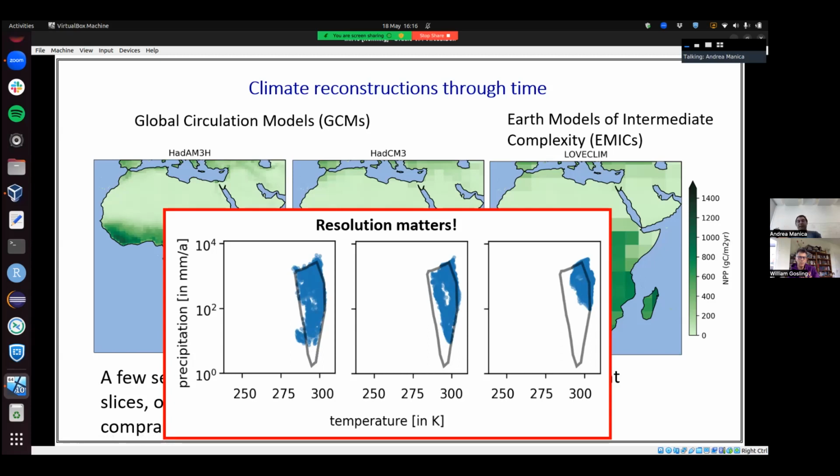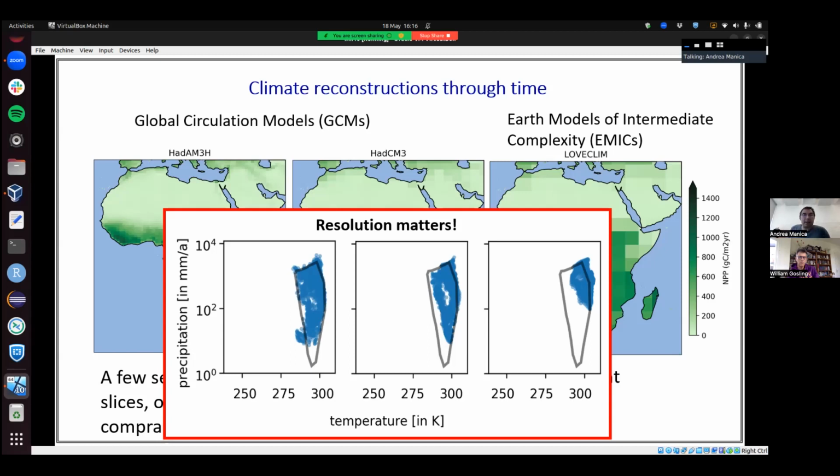Now, you can obviously downscale this kind of simulation and try to recover some of that variability. But to me at least, it's still a really big open question to what extent that downscaling can actually recover the full variability back in time. I think that's very much an open question when thinking about these kinds of models.